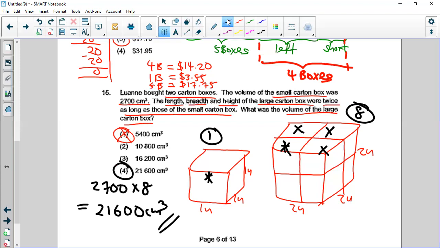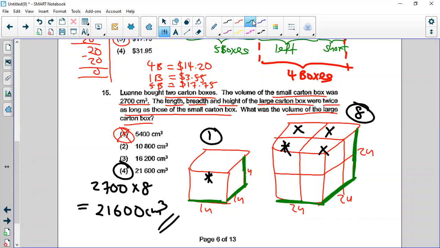Do you understand what I'm doing? So the large carton box is twice the length of the small carton box, and twice the breadth, and also twice the height. That's why you can see that the length here is 2 times, the breadth here is 2 times, and the height is 2 times. Then cut it into small carton boxes, and you have a total of 8 small carton boxes.